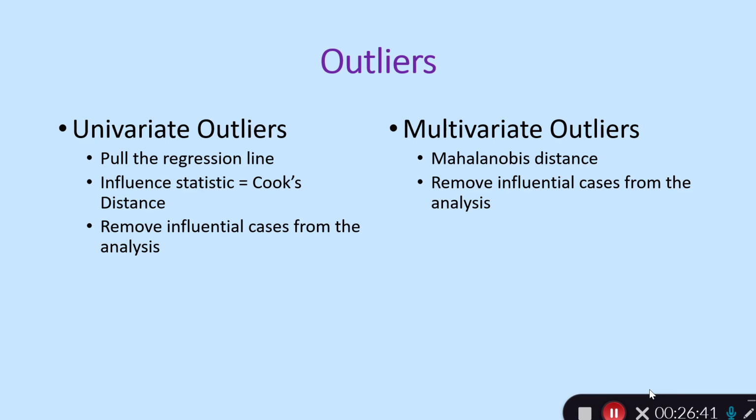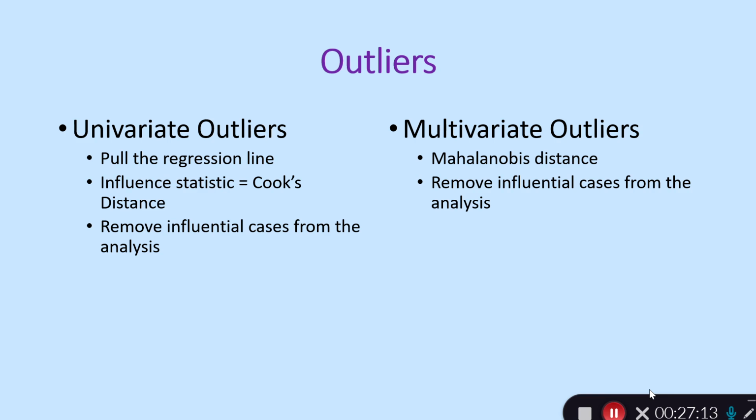There's a statistic we can use to look at whether we've got any univariate outliers, and that's what's known as Cook's distance. We can ask SPSS to get this for us as well. If we identify using Cook's distance that we've got any outliers that might be too influential and influencing the location of the regression line too much, we can remove them from the analysis and then run it again.